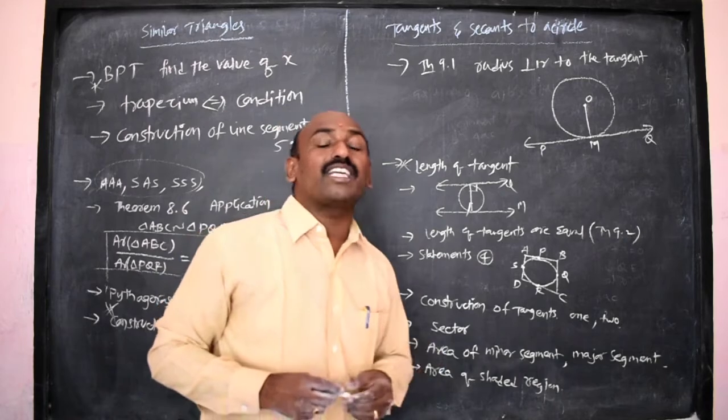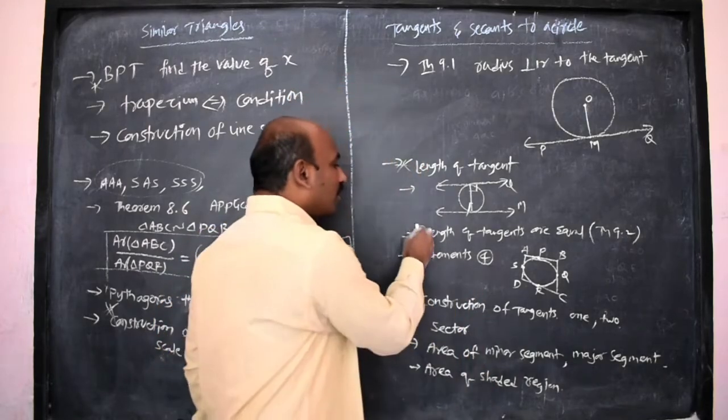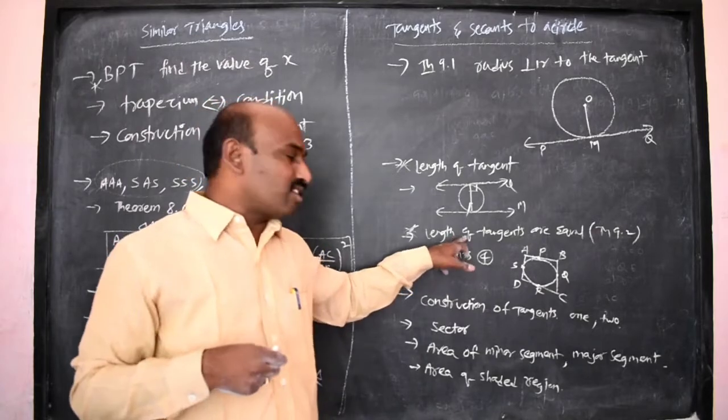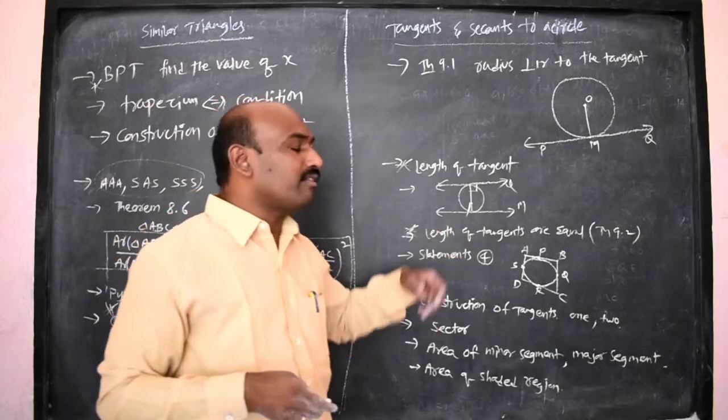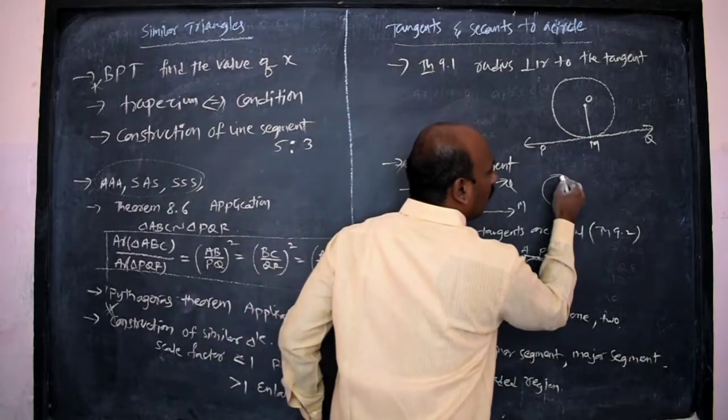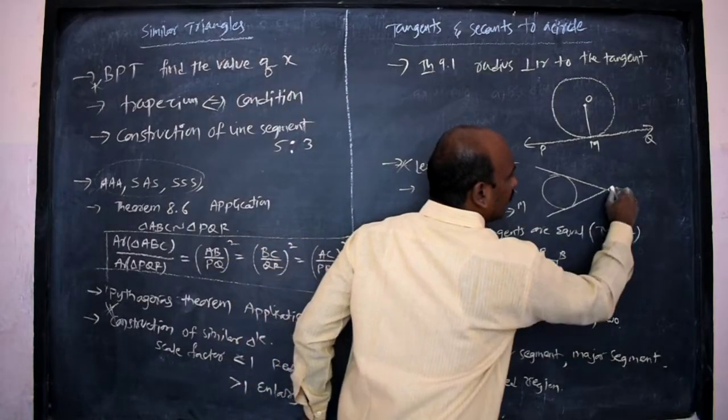Length of the tangents are equal. Very important concept. This is a theorem. We can prove it by Pythagoras as well as RHS congruency rule. Both conditions we can use to prove that the length of the tangents are equal. Very important concept. Based on this we can prove some problems like this.